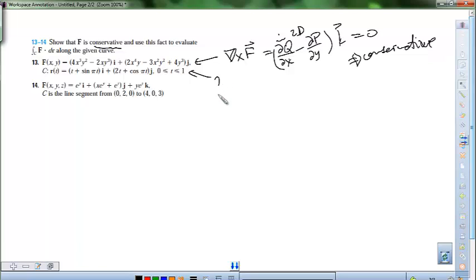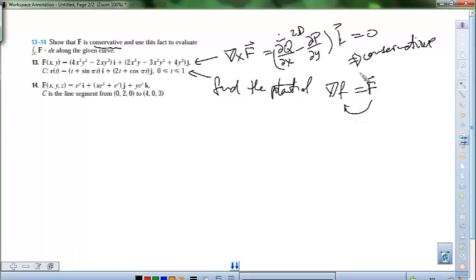The other way to find it is something that you'll need to do anyways. If you find that this is equal to 0 and is conservative, to be able to actually solve or find this line integral, you would find the potential. And the potential is when you take the antiderivative, and well, this is what you're given.